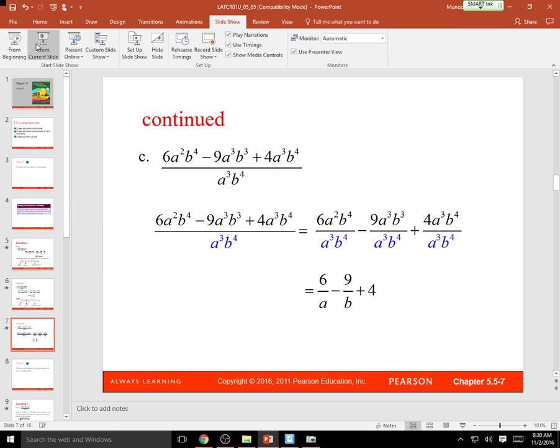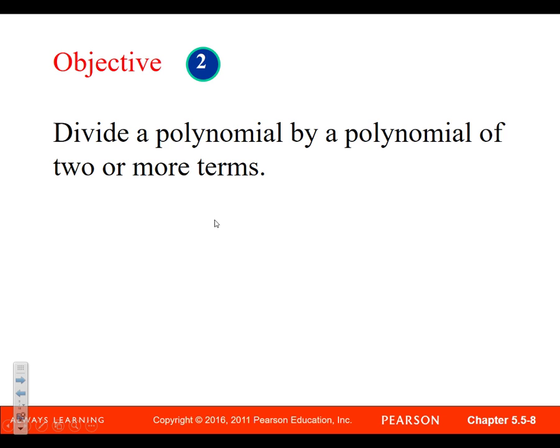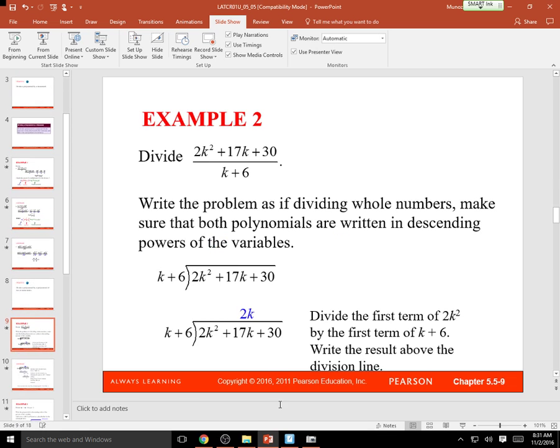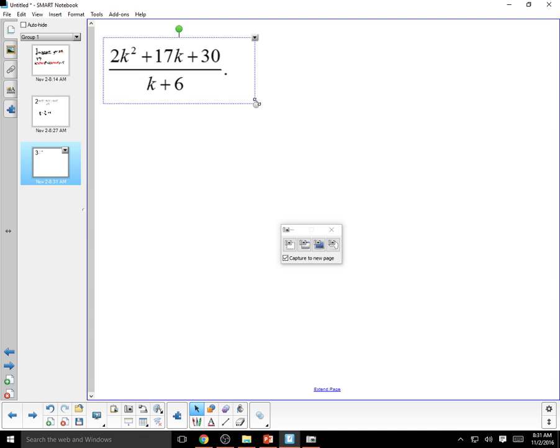Here we go, from the current slide. So nice job, Jordan. Now it's gonna start to get more interesting. Divide a polynomial by a polynomial of 2 or more terms. So now we have something like this. So let's do this. Let me copy this over. Here it is.